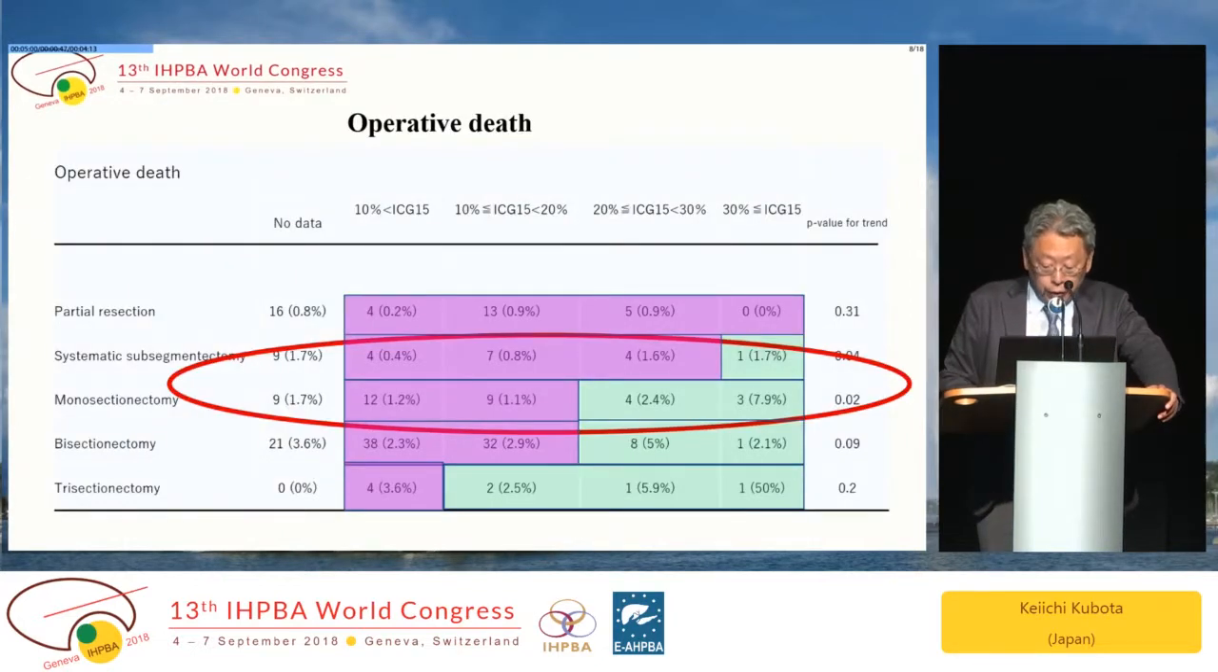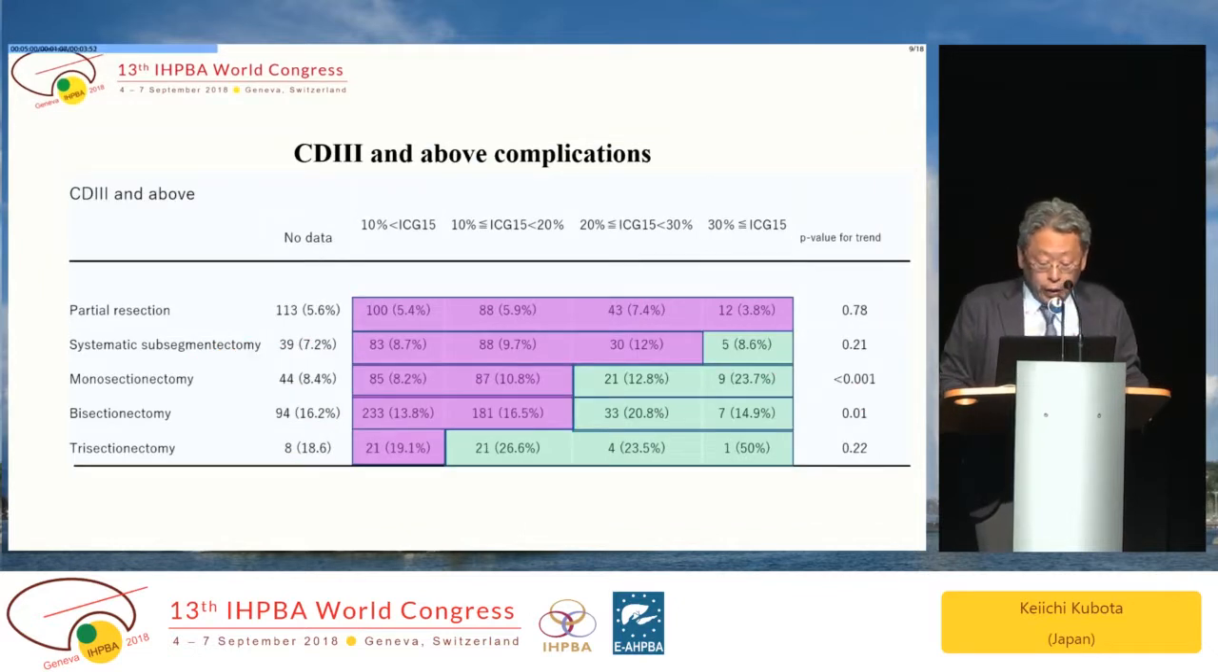So I will show you operative deaths. The purple area shows patients who met Makuchi's criteria, and the blue area shows patients who didn't meet Makuchi's criteria. You see that in the blue area, the incidence of operative death was high. And the incidence of complications of Clavien-Dindo grade 3 and above was also very high in patients who didn't meet Makuchi's criteria.